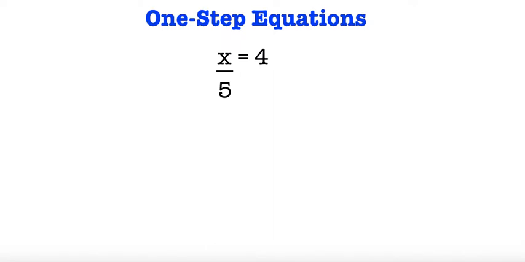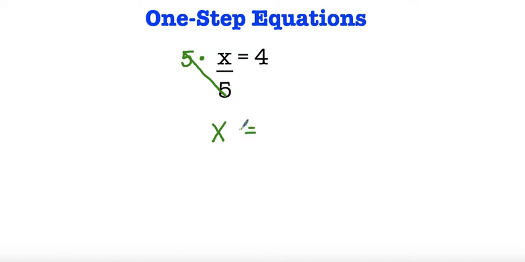So here I have x divided by 5 is equal to 4. So x divided by 5 is the same thing as 1/5 x. So in order to cancel out the 5, we're going to multiply both sides by 5 over 1, or just 5. So if I multiply by 5, we have 5 divided by 5, which is equal to 1, so 1x.